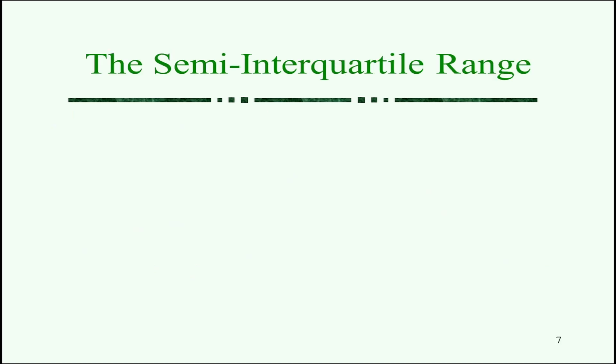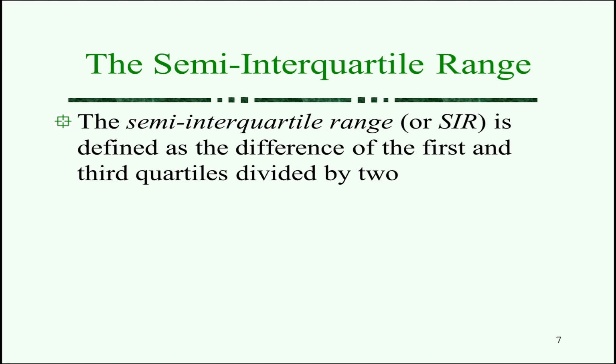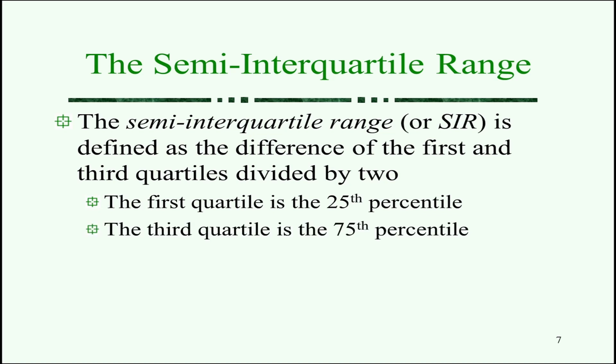The next is the semi-interquartile range. The semi-interquartile range, or SIR, is defined as the difference of the first and third quartiles divided by 2. The first quartile is the 25th percentile, the third quartile is the 75th percentile, and the formula for the semi-interquartile range is Q3 minus Q1 divided by 2. Q3 is the third quartile and Q1 is the first quartile. This is the formula for the semi-interquartile range.